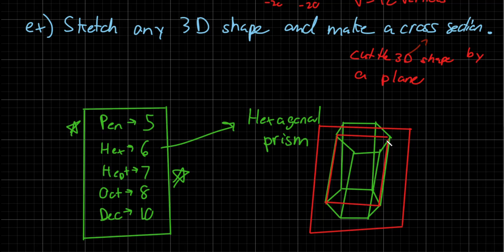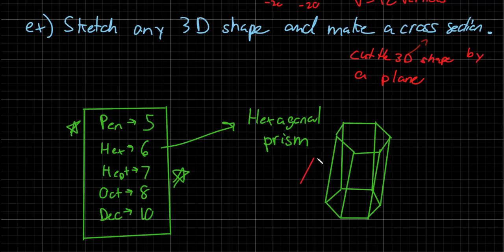If I cut it parallel to the base, what shape would I get? Yeah, so if I cut it this way, boom, what shape would I get, Liam? Hexagon, right inside, like so. There is my hexagon.